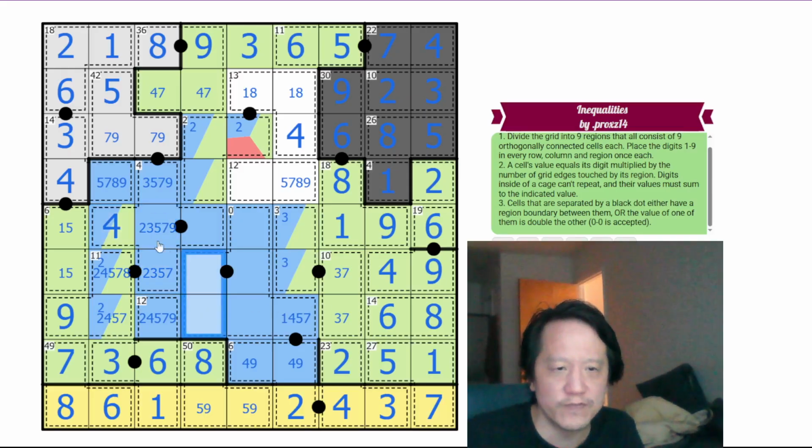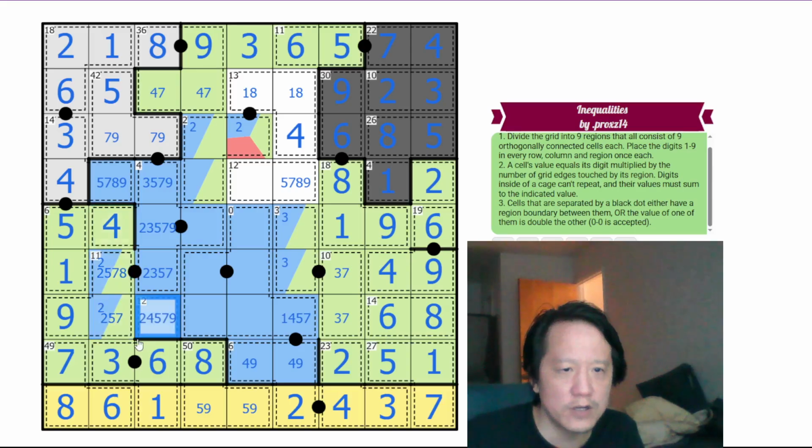Therefore, this must be 4 here. So this is part of that region. Oops. It's not green. It's part of that region there. 1 eliminates 1 here, so that's 5, which makes that 1. 4 eliminates 4. There's no more 4 available here because of 4 in the column. 5 eliminates 5 in the column. We have 2 here.